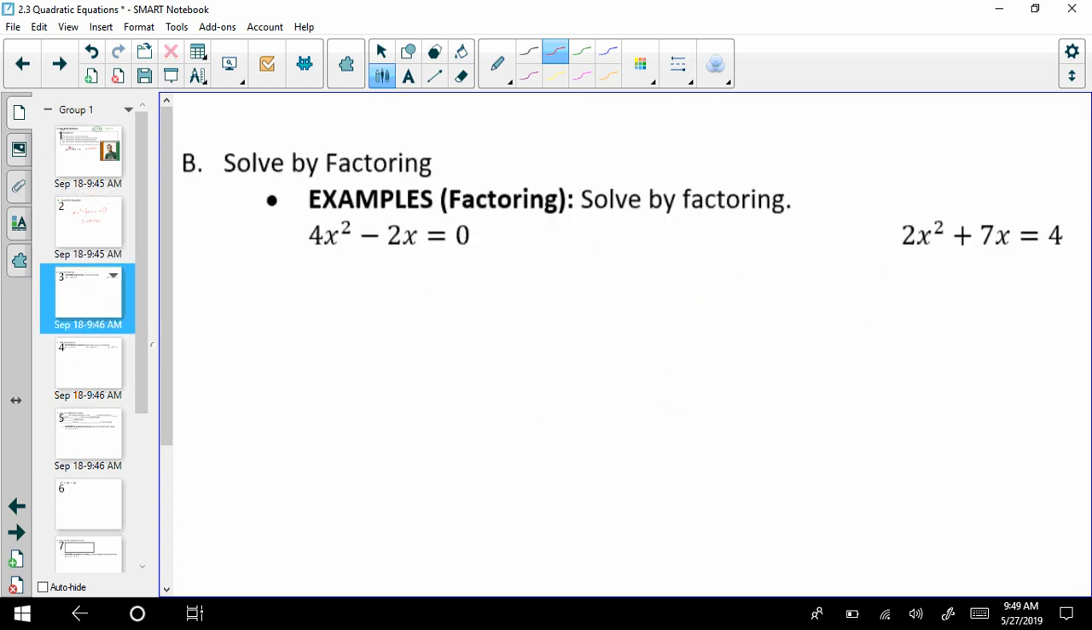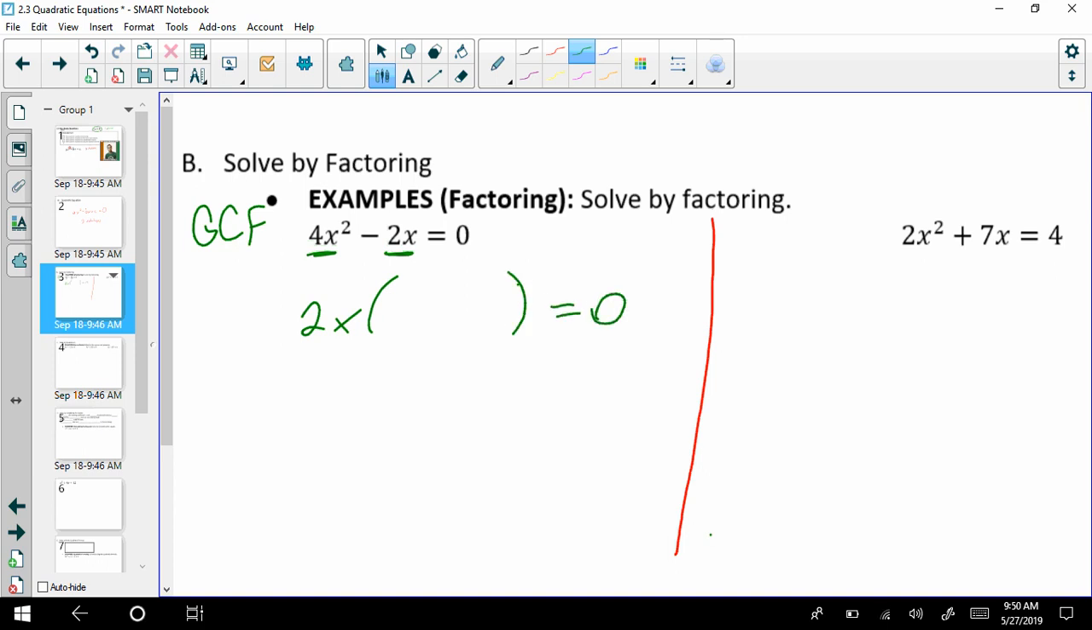All right, the first way that you can solve quadratic equations is by factoring. So if we look at this first one, notice how I do want it to be equal to 0, so I want everything on one side, so that's good. If we're going to solve this by factoring, the first thing you should check for is a greatest common factor. Can I take something out of both of these? Well, it looks like I can divide a 2 out, and I can take an x.